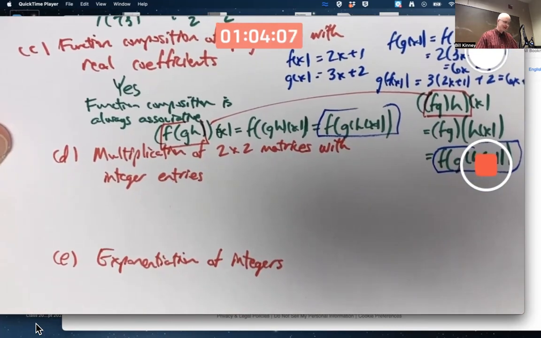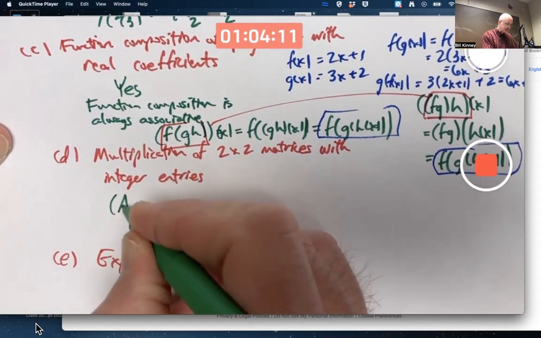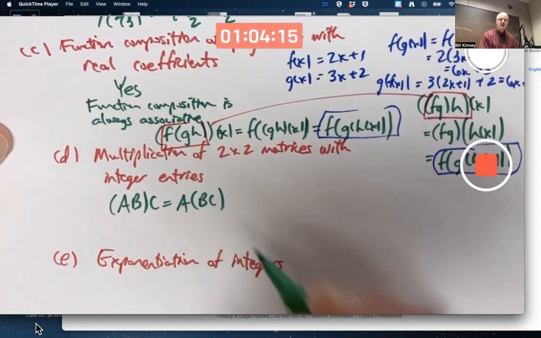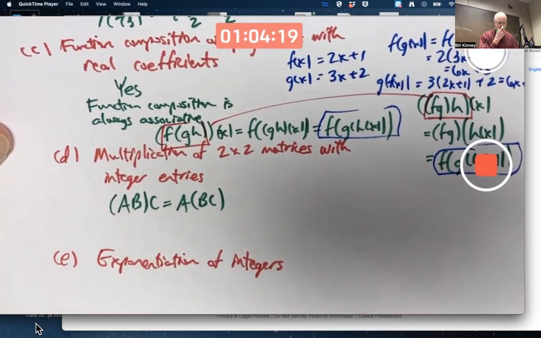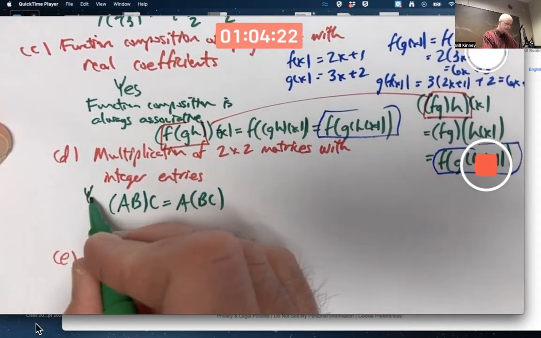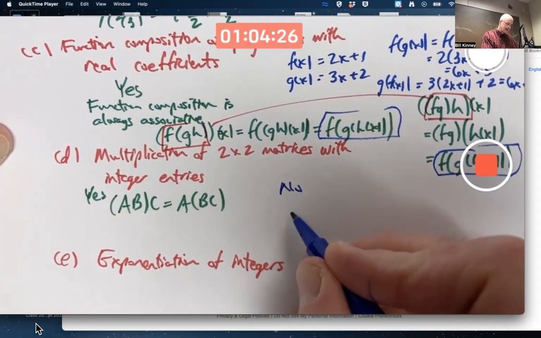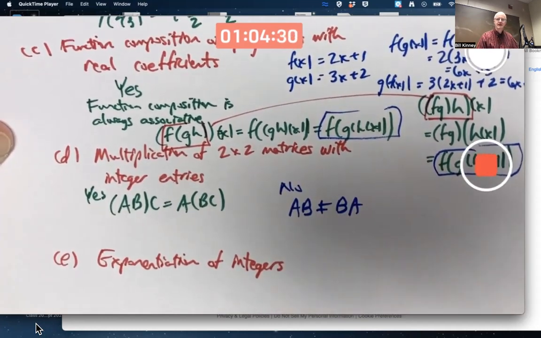Multiplication of matrices with integer entries. You might remember, I hope, from linear algebra, that yes, matrix multiplication is associative. It is closed, even if you restrict it to integer entries when you multiply. But no, it's not commutative. AB in general does not equal BA, and you can definitely come up with examples like that.